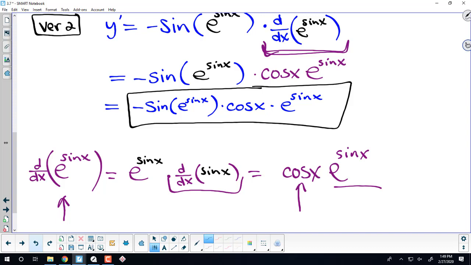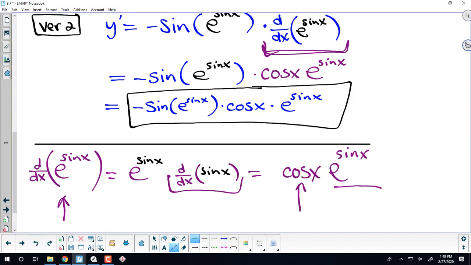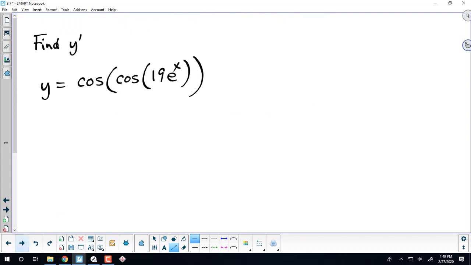This is our side book here. Does anyone have any questions? All right, so why don't y'all take about 8 minutes, find the derivative of the cosine of 19e to the x.